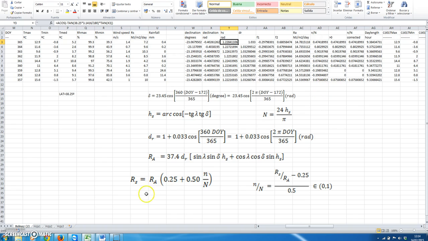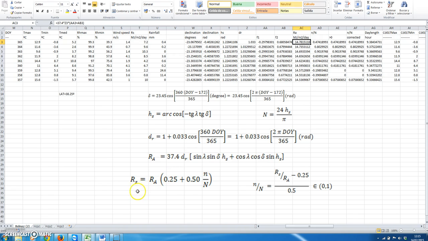Then we can multiply to get RA. We just multiply 37.4 by the dr seen here, times the sum of the previous two columns. Then we get the extraterrestrial radiation. In this case, it is around 15 megajoules per square meter per day. This would be the total solar radiation that would reach this location on that given day if there was no atmosphere.